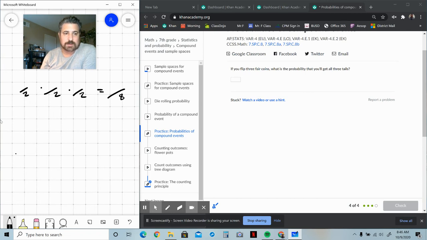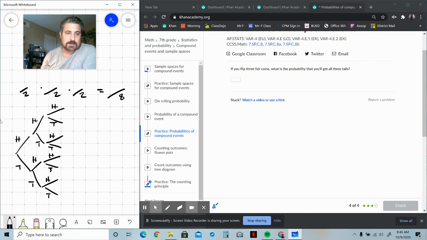So this is what the table would look like. You're going to split the first coin flip, heads or tails. Then you're going to split the second coin flip, heads or tails. Then you're going to split the third coin flip, heads or tails. So this is your first coin flip. This is your second coin flip. This is your third coin flip.